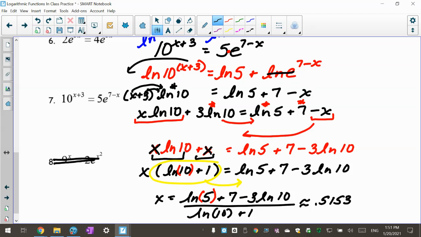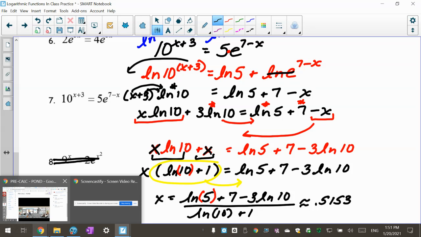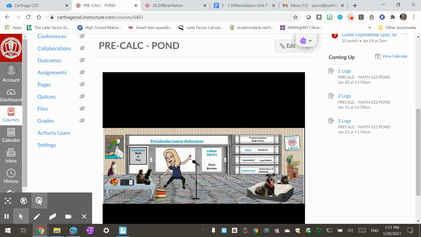Now, I know this one's a little complicated, number 7, and look how long it is, but we're practicing this. I'm going to do it over and over again so you get better at it. So that's the end of this video for our initial part of solving.